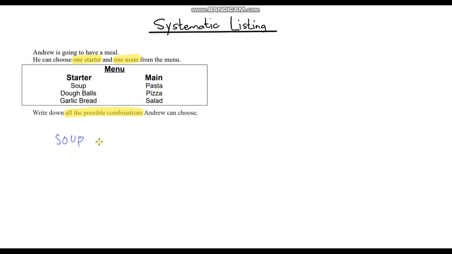So he could have soup with pasta. So that's one possible combination. But he could also have soup with pizza or soup with salad. So we've found three possible combinations so far, but remember that's only with soup as the starter. What about if Andrew decides to have dough balls instead? Well, he can have exactly the same. He could have dough balls with pasta, pizza or salad.